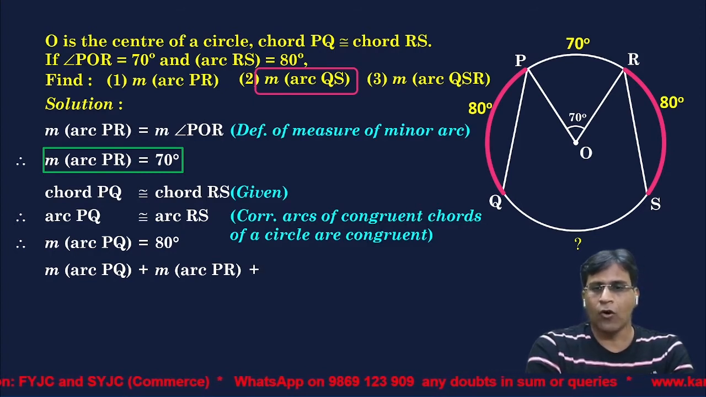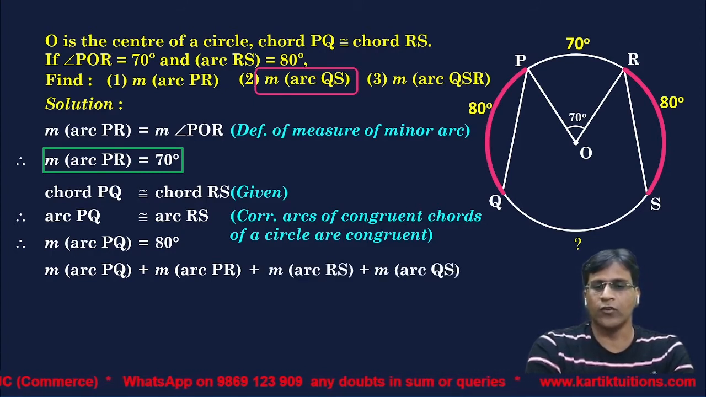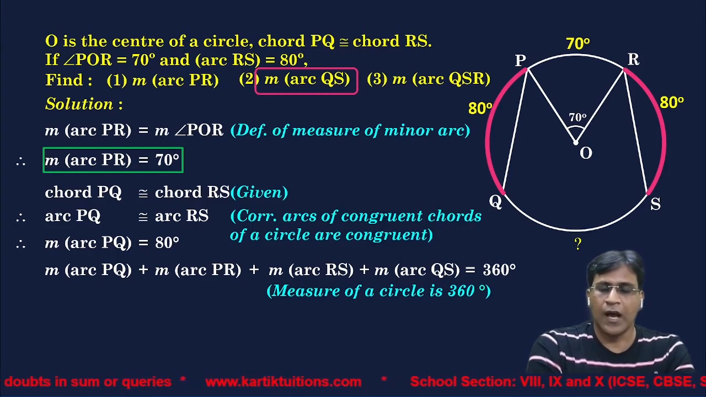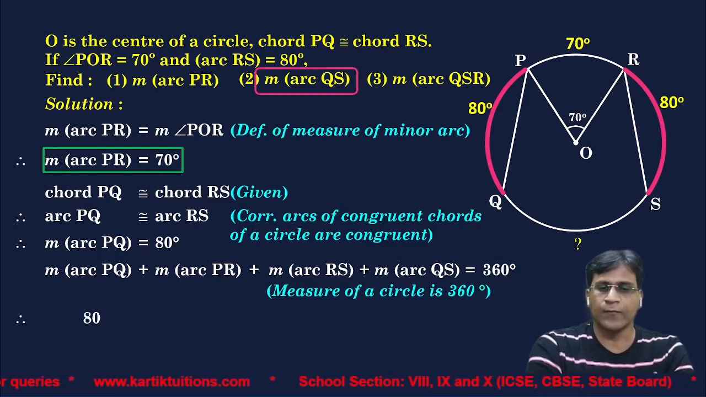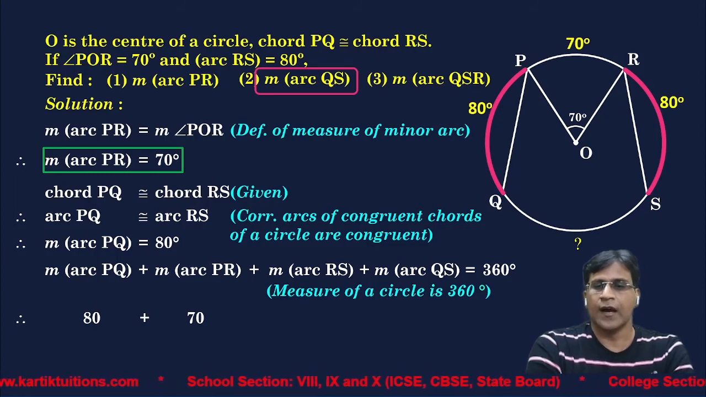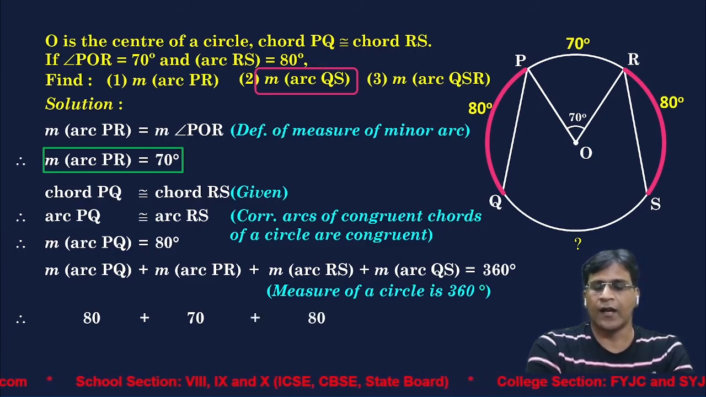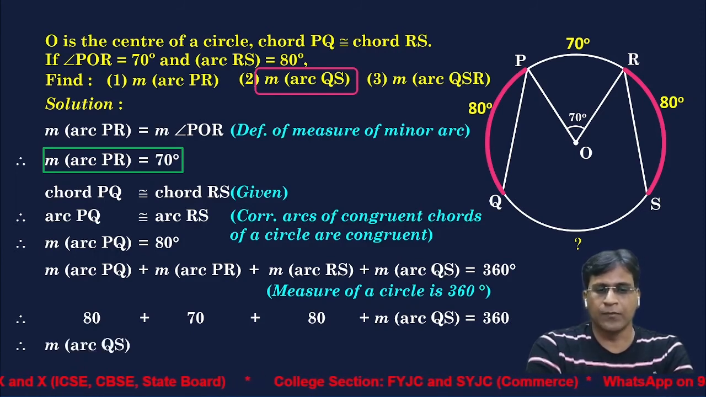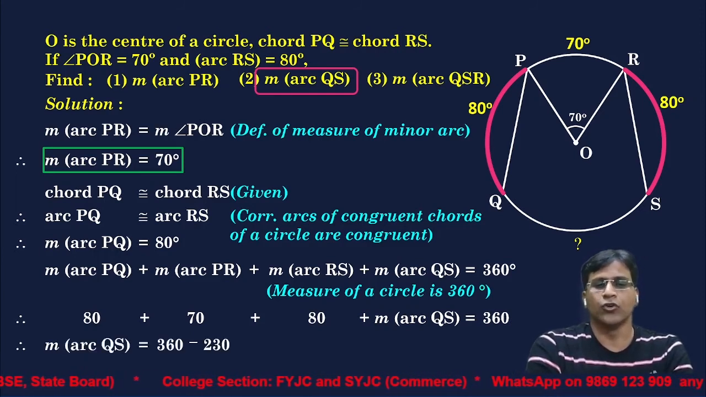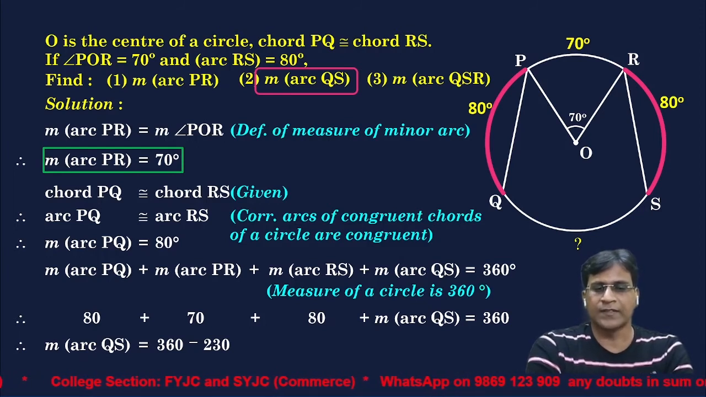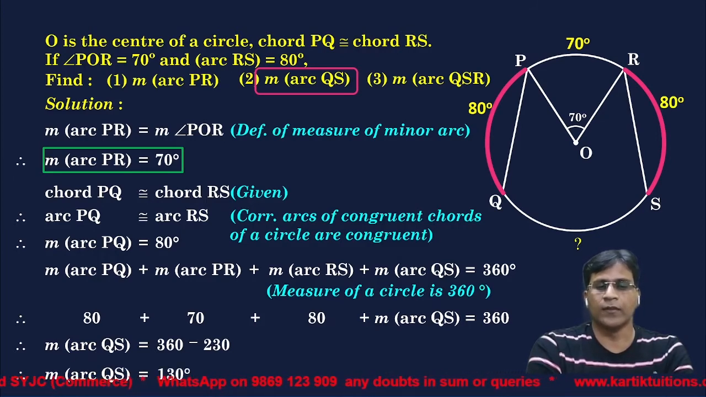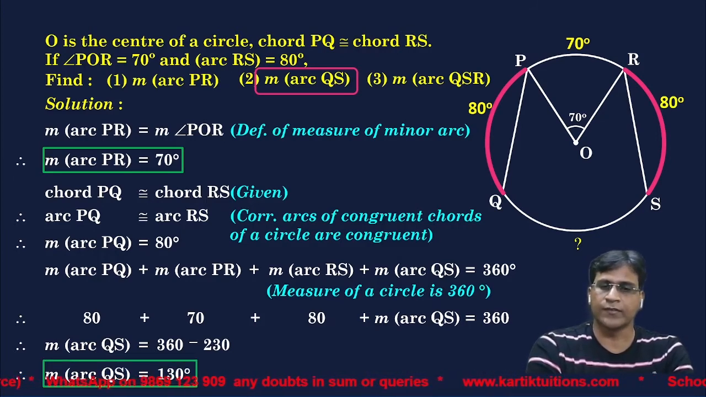Now, when we add all the four arcs of a circle, what is the total you will get? You will get 360 degree. Why? Measure of a circle is 360 degree. Now let's substitute the value. See, arc PQ, we know it's 80 degree. Arc PR is 70 degree. Arc RS is 80 degree. And arc QS we have to find. So in other words, major arc QS will become 360 degree minus 230 degree, that is 80 plus 70 plus 80. Now therefore, arc QS becomes 130 degree. So even the second part of the sum is done.